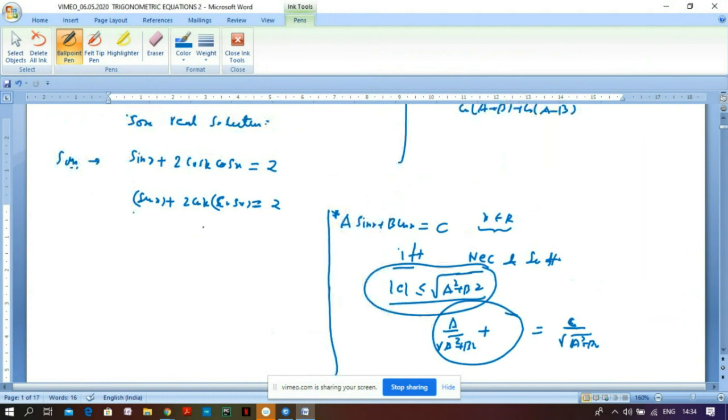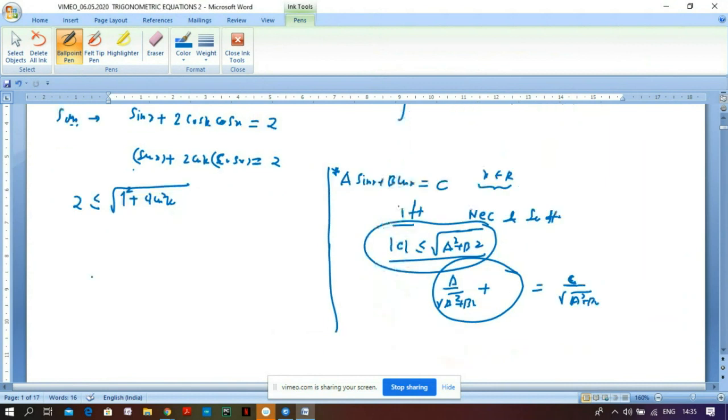Now we want at least one solution. So √(a² + b²) here is √(1² + 4cos²k). And |c|, which is 2, must be less than or equal to this. I can square both sides because they are equivalent, to get 4 ≤ 1 + 4cos²k.